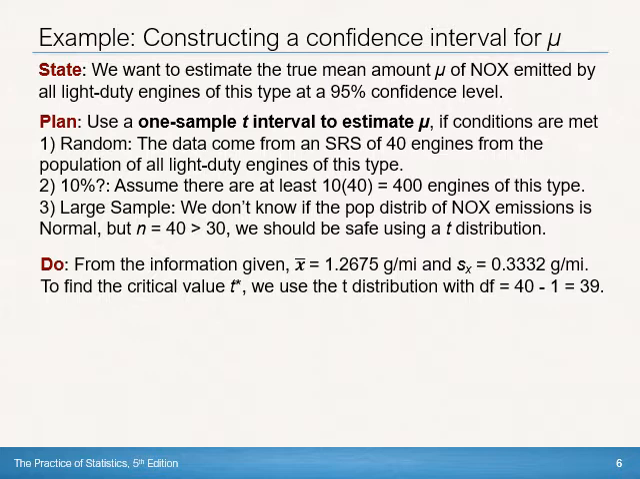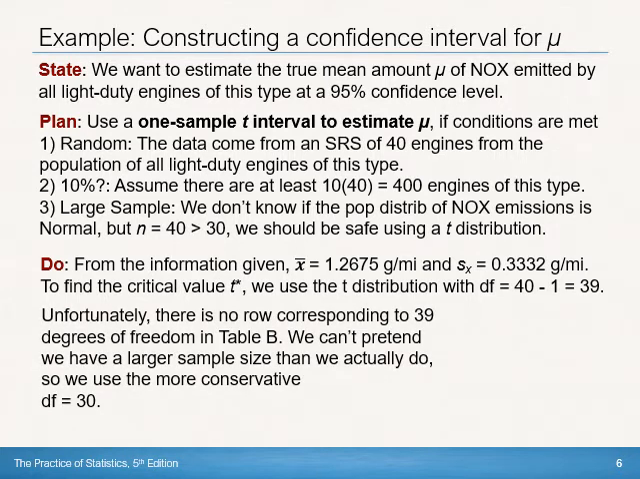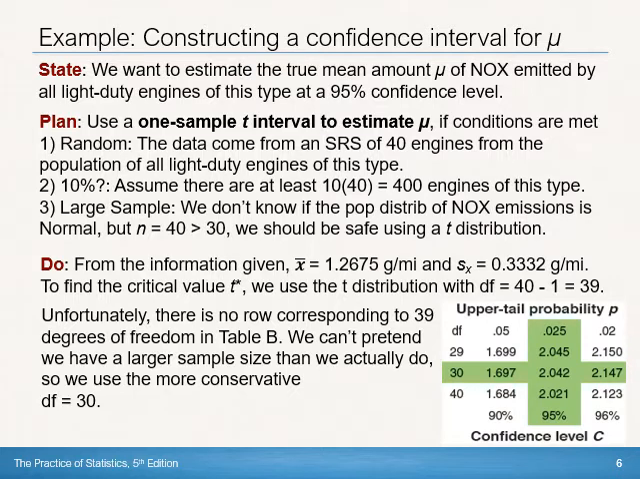So we need to calculate our critical T value. Our degrees of freedom is one less than 40, the sample size, which is 39. If we look for row 39 on our T distribution table, we'll see that it doesn't exist. We cannot pretend to have a larger sample than we do, so we go down one to the next level on our table, which is 30. We use that in conjunction with our 95% confidence level column to give us our critical T value of 2.04.